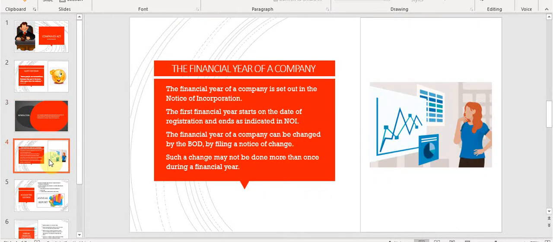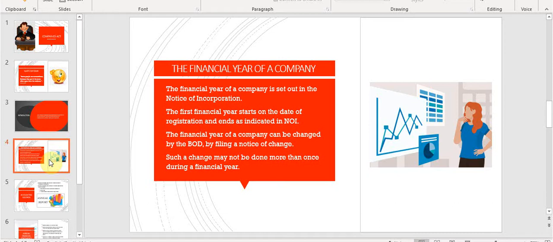The financial year of a company is the first part of important information that you need to be aware of. Firstly, we need to choose a financial year end. A company is not bound, and normally we see February year ends. I've seen some March year ends, June, September, December. So the initial directors need to decide what the financial year end will be, and that will be set out in the notice of incorporation.